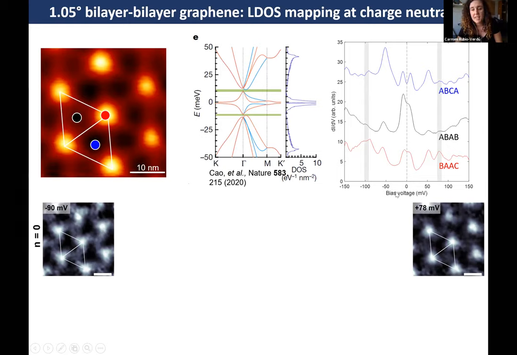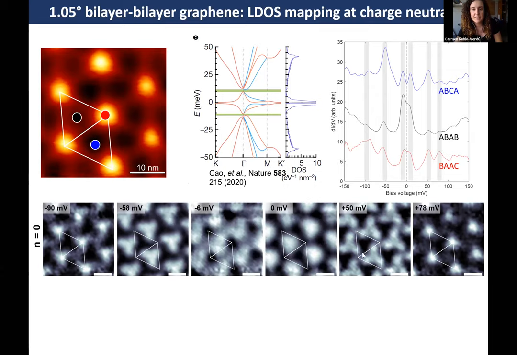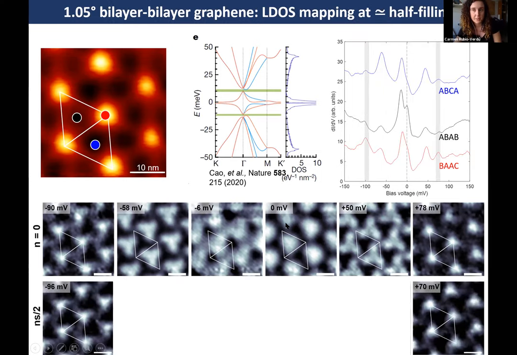And then when we set the energy to the remote bands, what we see is that the distribution completely changed. It actually moved towards one of the two domains and it forms these nice triangular shapes. And at the energy of the flat bands, we see that again it changed side, and we have it on the other domain, just showing this round or triangular distribution. Okay, all this for the charge neutrality point.